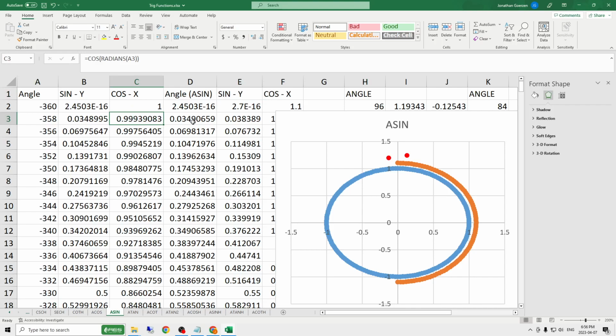This is the video encyclopedia entry for the arcsine function, or ASIN. The arcsine function returns an angle in radians for which the sine would be equal to the input argument.